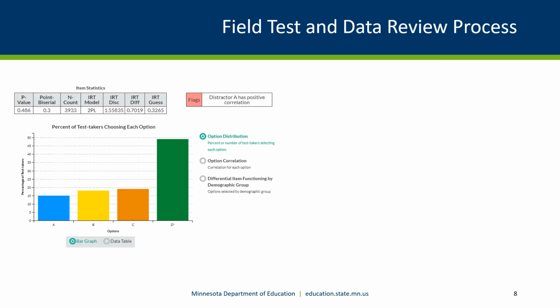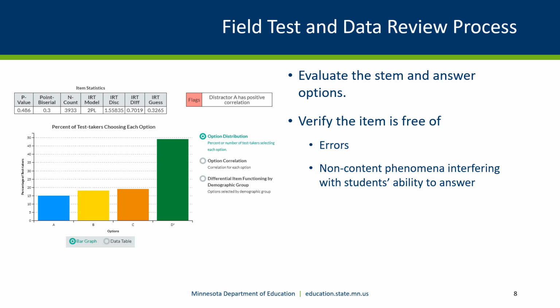Field test data is available for each of the items we will review. Think of this data as the test results for the item after it took the test full of students, and not as the students taking a test full of items. We'll talk more about interpreting the data in an upcoming module. For now, know that you will use the data in addition to your professional experience to help you evaluate the item and the answer options, and to verify that the item is free of errors, and nothing outside of the skills being tested is interfering with the student's ability to answer the question correctly.